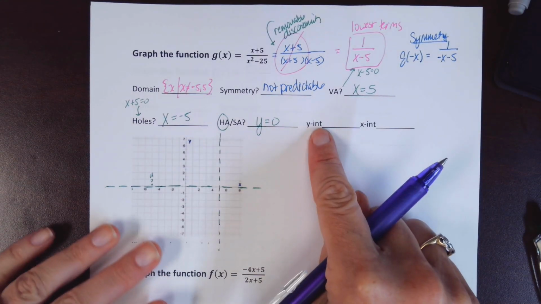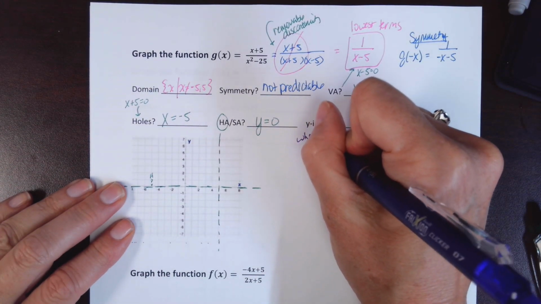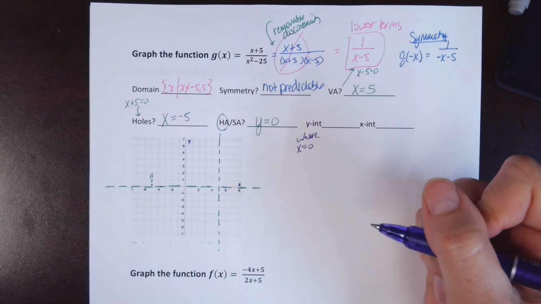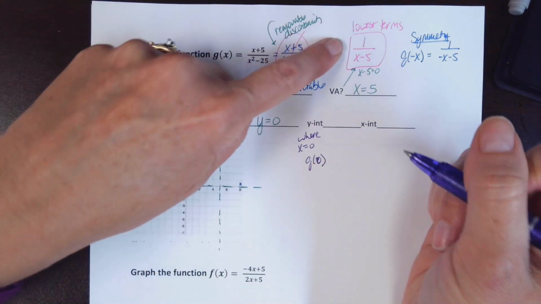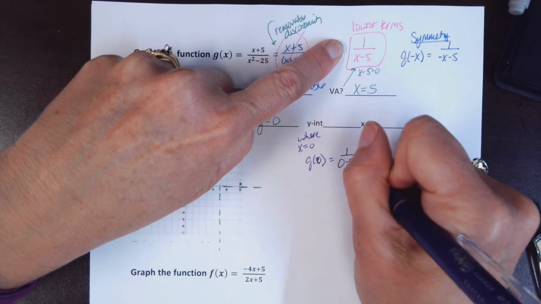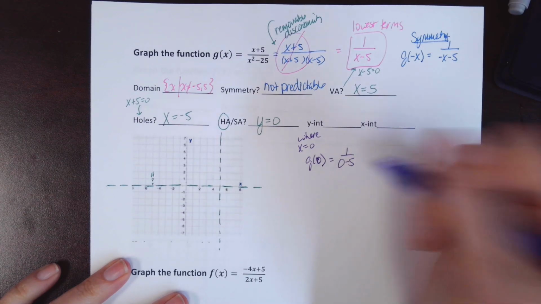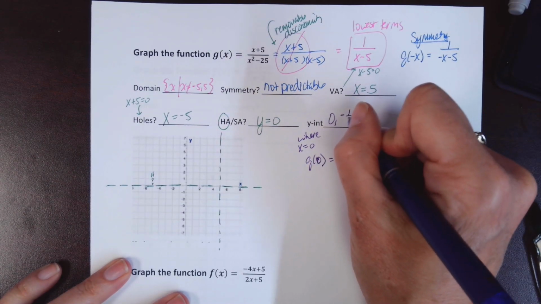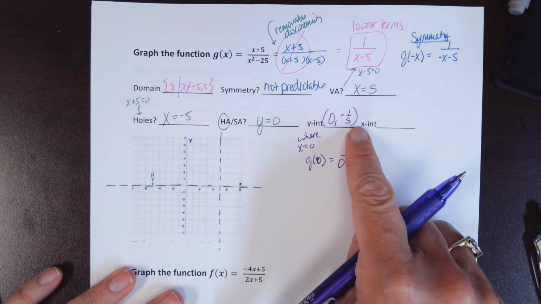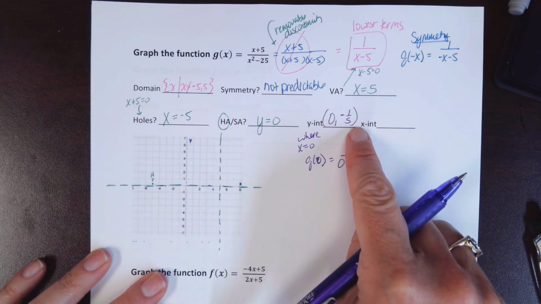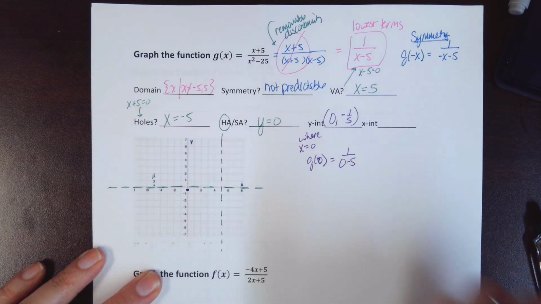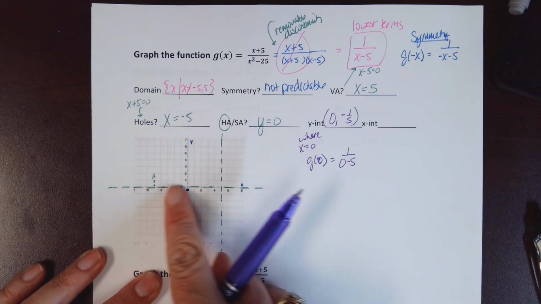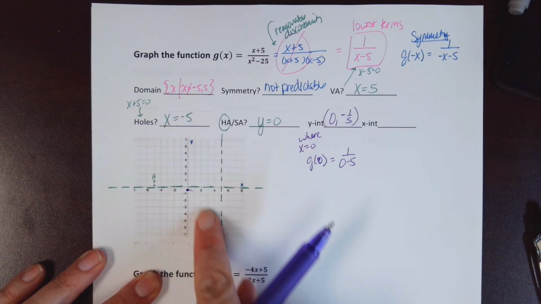My y-intercept always happens where x equals 0, no matter what type of function I'm working with. Well, if I plug in 0 for x into my lowest terms case, I get 1 over negative 5. So where x is 0, I have negative 1/5. Now the value of my y-intercept is less important than whether it's positive or negative. My y-intercept is going to be right there just below the x-axis at negative 1/5, which means my asymptotes turn this half of my graph.